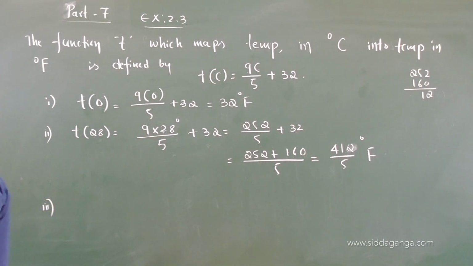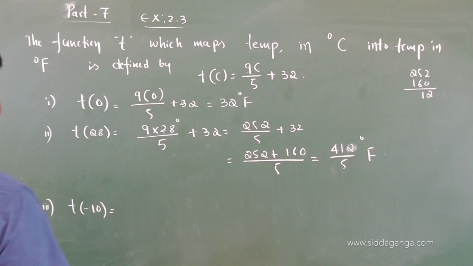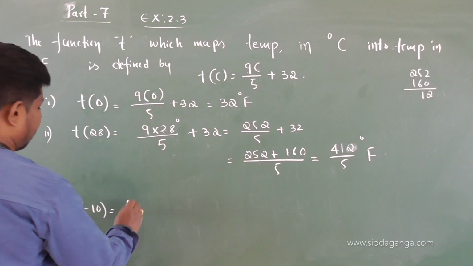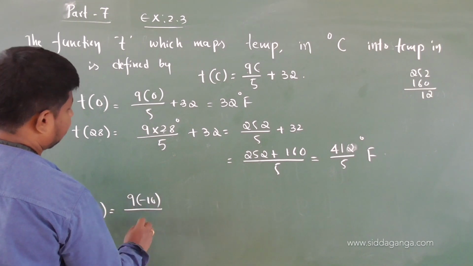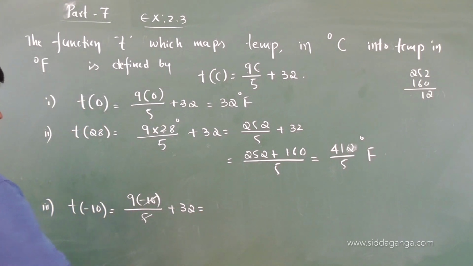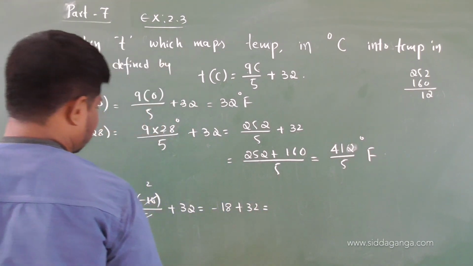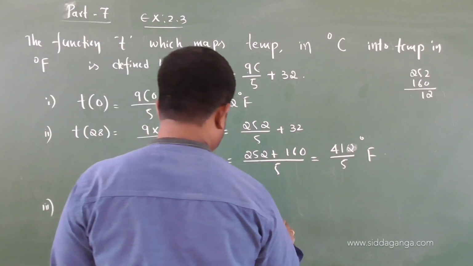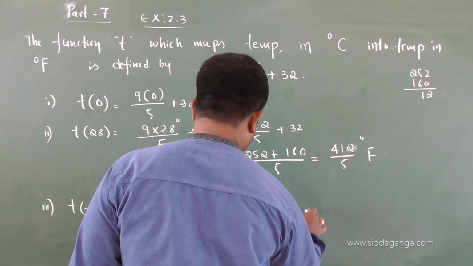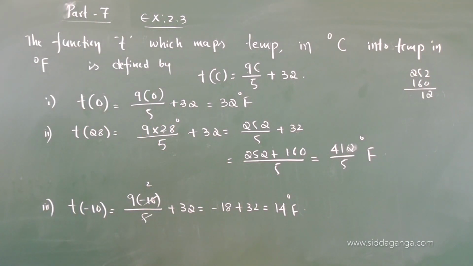Okay, third one, that is T of minus 10. I mean minus 10 degree centigrade is equal to what in degree Fahrenheit? So 9 into minus 10 by 5 plus 32. So you get minus 18 plus 32. I think 14 degree Fahrenheit. Okay, I mean minus 10 degree centigrade is the same as 14 degree Fahrenheit.